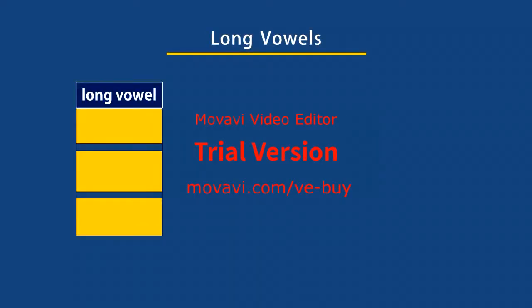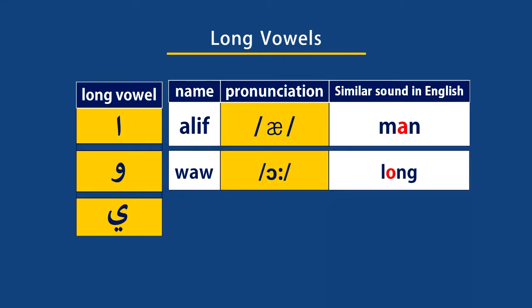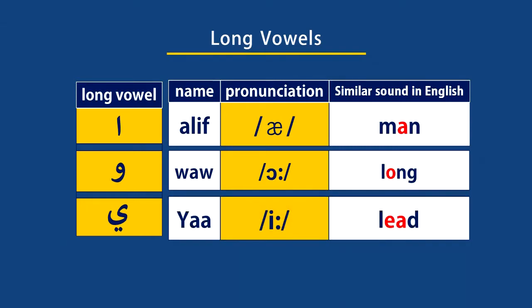Let's start with the long vowels. The long vowels are 3, and they are alif, waw, ya. Alif has the sound of a, just like the one in man. Waw has the sound of u, just like the one in long. And ya has the sound of e, just like the one in lead.